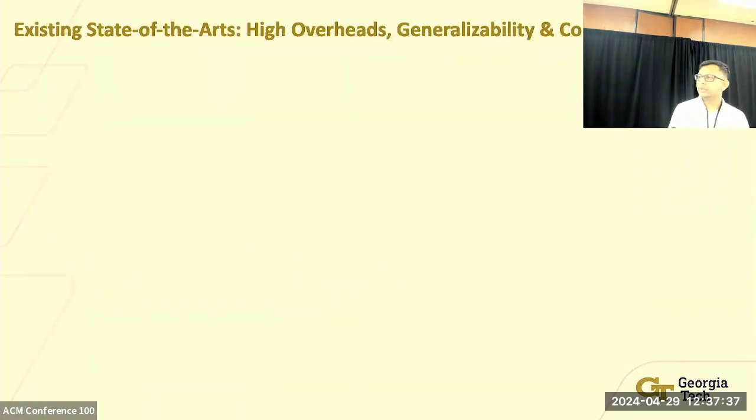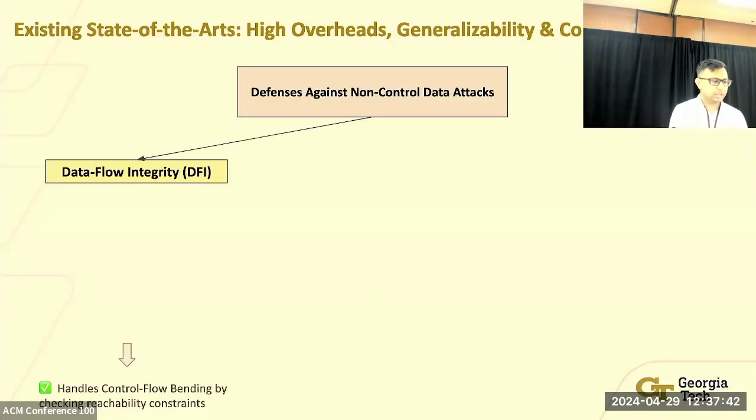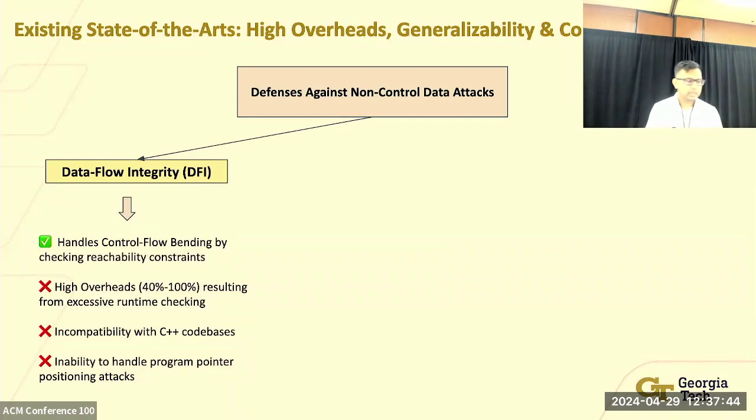Now, these attacks have been very well known in the last few years, and a bunch of techniques have tried to go against them. One example is DFI. It handles control flow bending by checking reachability constraints at runtime. But the one issue is that it has high overheads, around 40% to 100%. It's incompatible with some C++ branches, basically landing pad stuff. And in the paper, they make some assumptions about conservative pointer analysis, which they don't take into account.